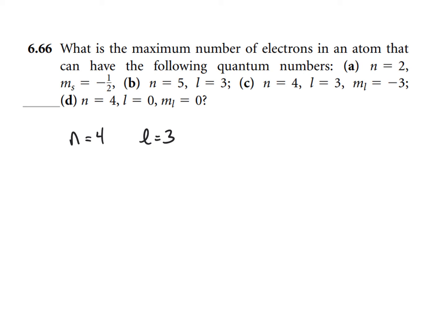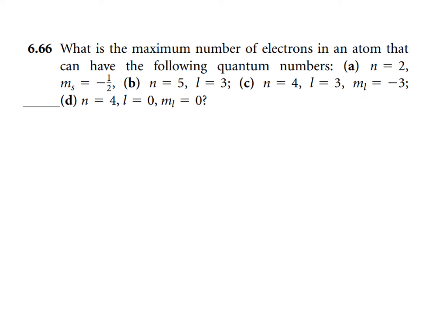But where this one is a little bit different is that now I give you specifically the ml value has to be -3. So we've zeroed in on a specific energy level, a specific subshell, and a specific orbital. And only 2 electrons can be in an orbital, +1/2 and -1/2. So that is why the answer here for part C is only 2 electrons can share these 3 quantum numbers.